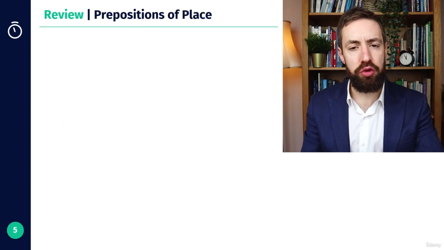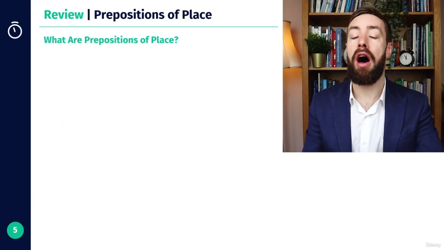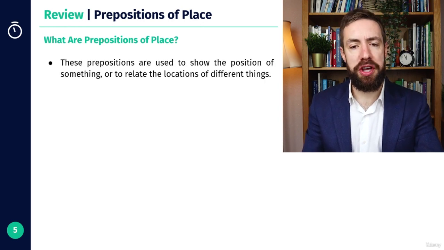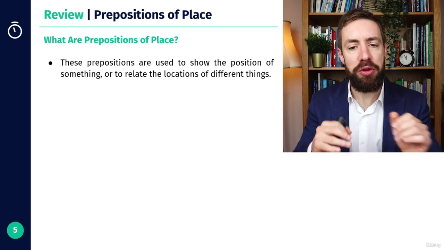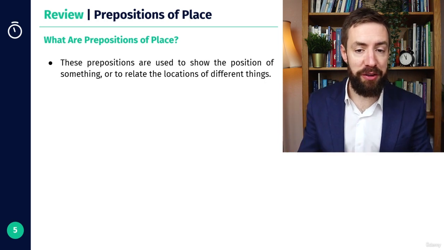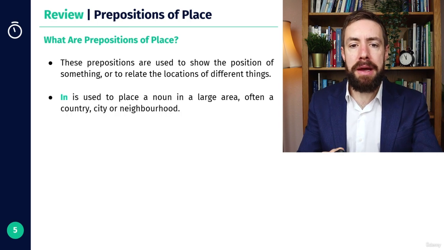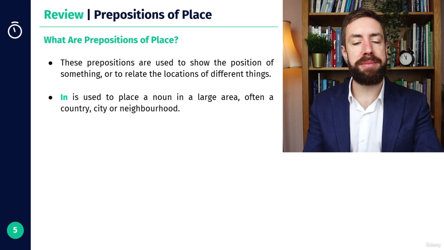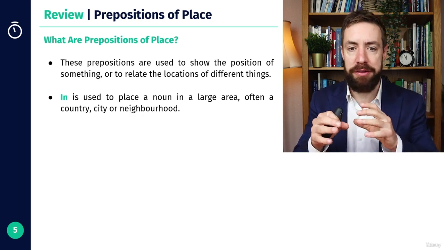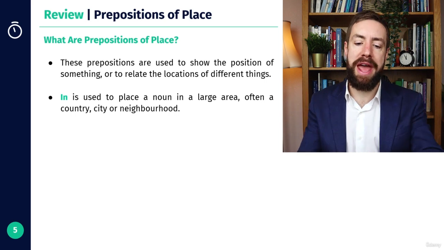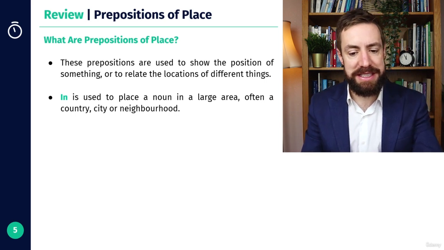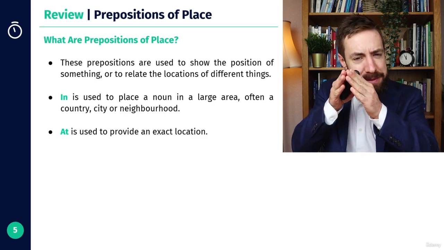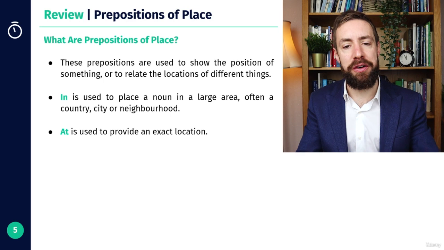Let's talk about some general rules for prepositions of place now. So what are prepositions of place? They are used to show the position of something related to something else, all right? And we'll see some examples in a minute. But in general, if we use the word in, it's going to be putting a noun or a thing or a person in a large area. Could be in a country, in a city, or in a neighborhood. If we use at, it's a very specific, exact location.